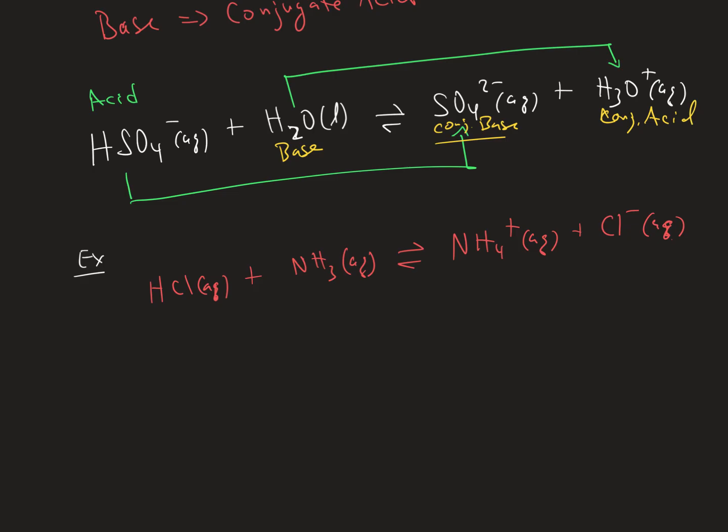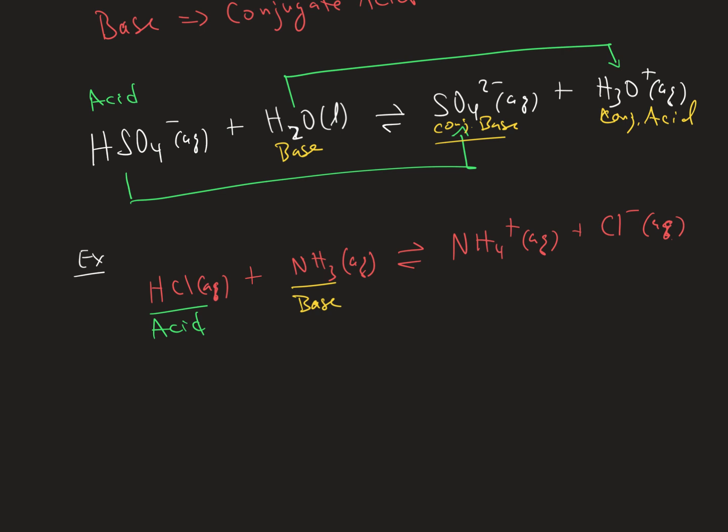Which one is the acid? Yeah, this one can't be a base, so that's our acid. And this one can't be an acid, so that's our base. If we know that NH3 is a base, right? Then we need to know that.